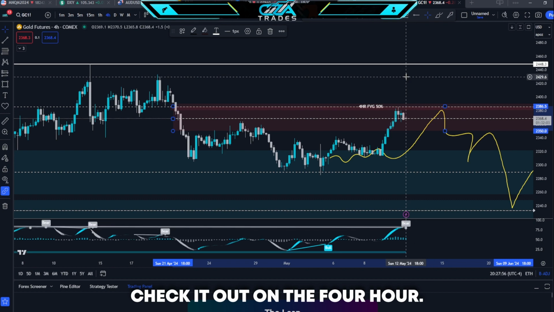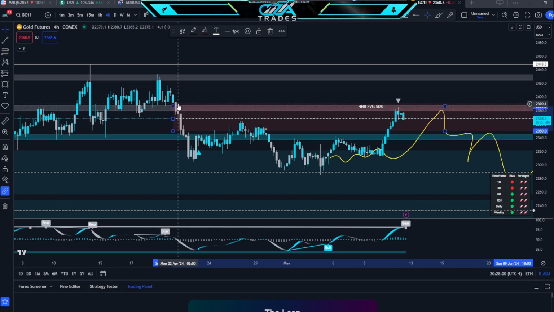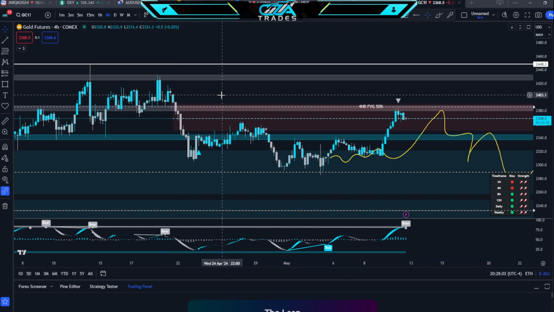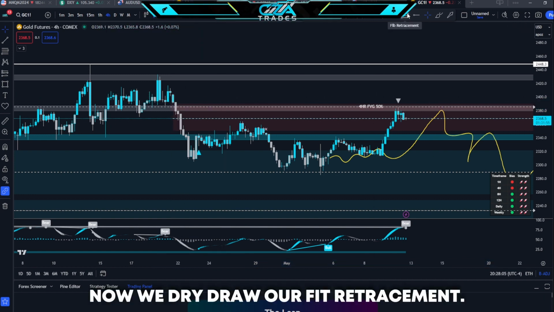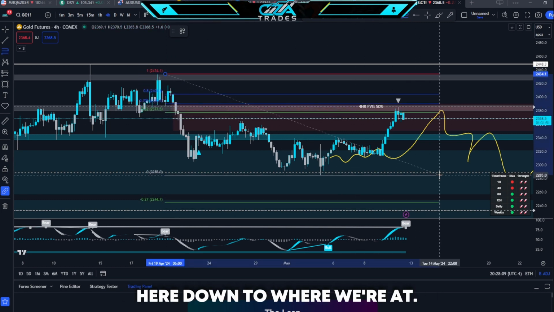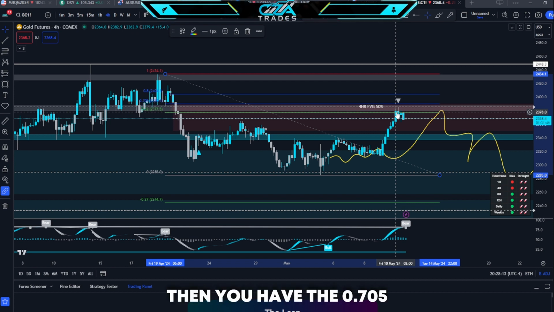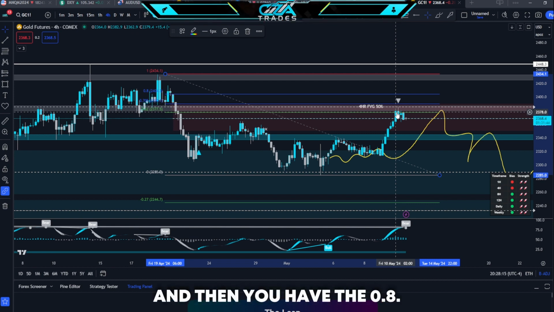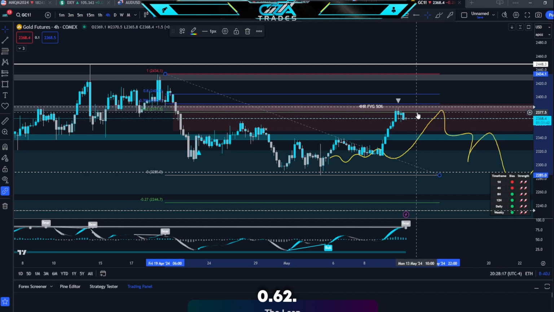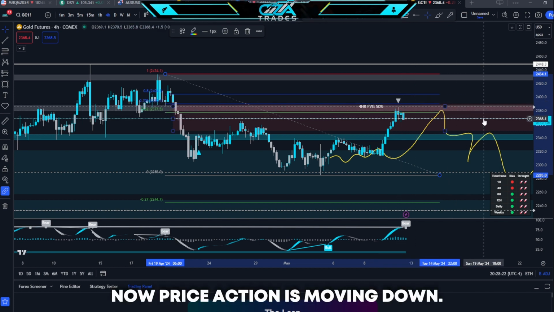Check it out on the 4-hour. On the 4-hour, we had the 4-hour fair value gap right over here. That's what we were keeping an eye on. We also have another fair value gap right over here. Now if we draw our fib retracement for the market structure here, down to where we're at, you're going to see this is the 0.62, then you have the 0.705, and then you have the 0.8. 0.62, rejection right there. Now price action is moving down.